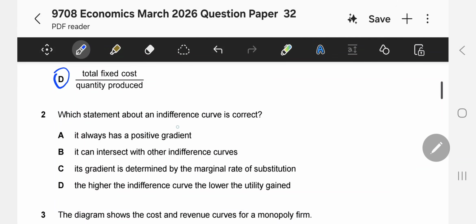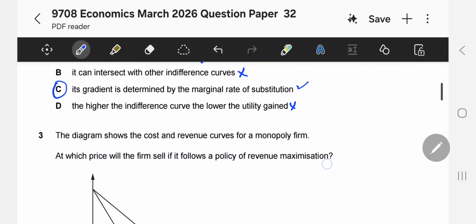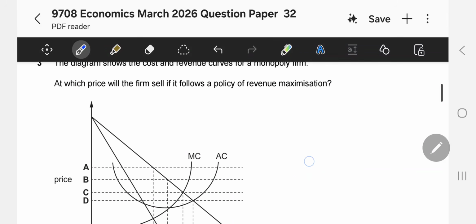Which statement about an indifference curve is correct? Right, so it always has a positive gradient. No, it has a negative gradient because it slopes downwards. But answer B, it can intersect with the other. No, it cannot intersect. Its gradient is determined by the marginal rate of substitution, so this one is true. And the higher the indifference curve, the lower the utility gained. No. Consumers always prefer the highest indifference curve because more is better. Let's go to question 3.